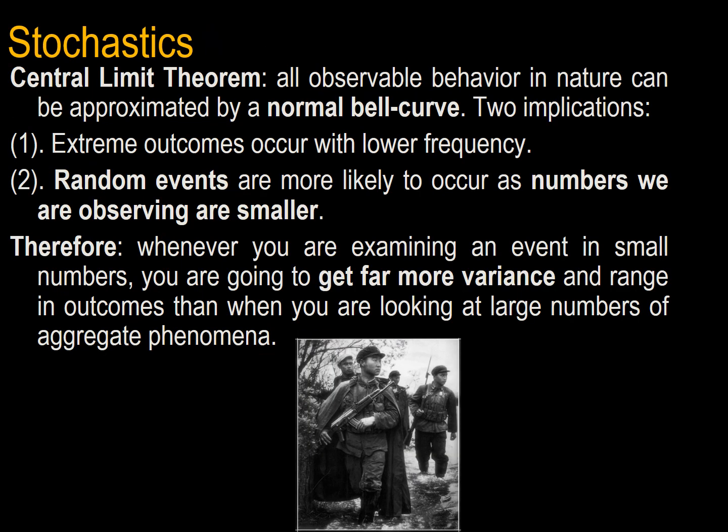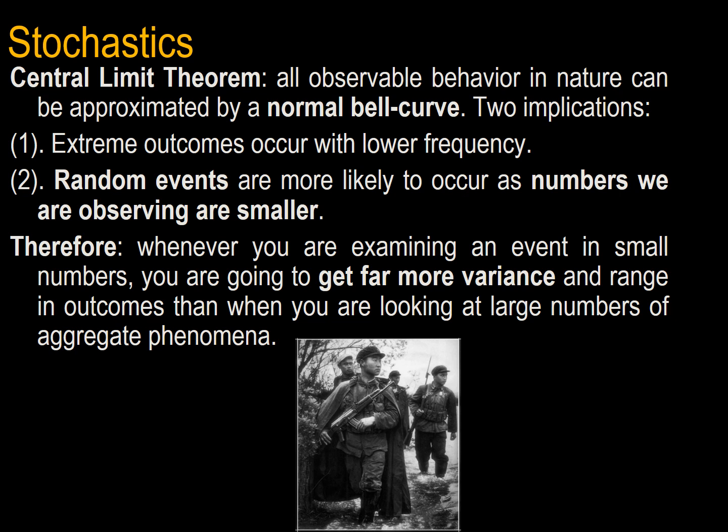Now, one of the considerations when you're doing your case selection is stochastics, which is basically the probability of probabilities. There is something called the central limit theorem, which argues that all observable behavior in nature can be approximated by a normal bell curve. And this has two implications. The first is that extreme outcomes occur with lower frequency. And the second is that random events are more likely to occur as the numbers we are observing are smaller.